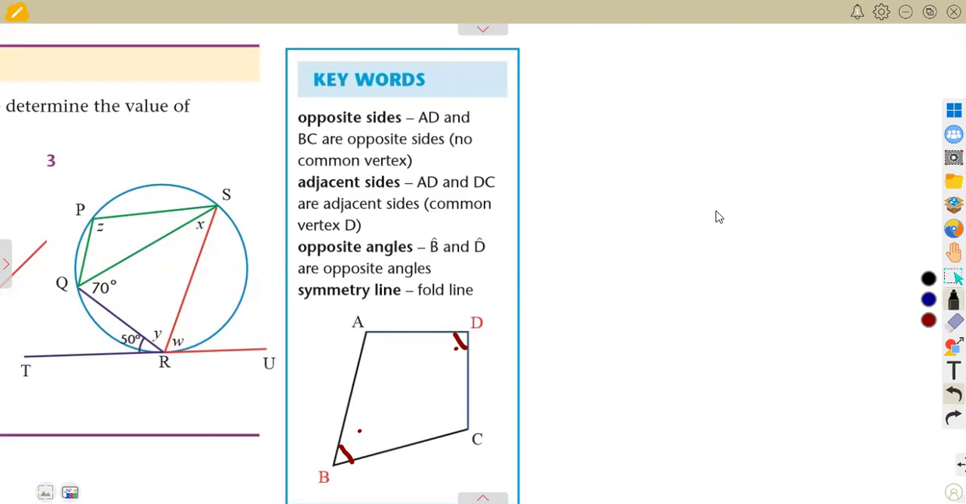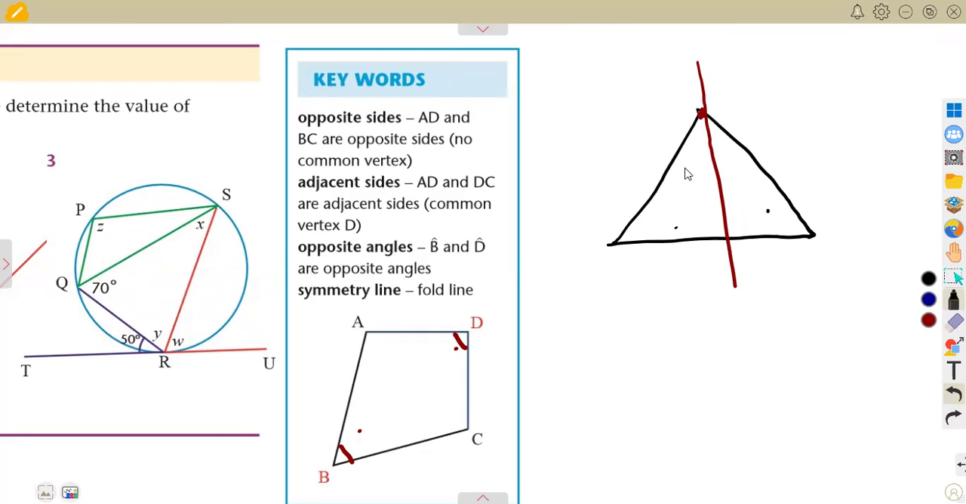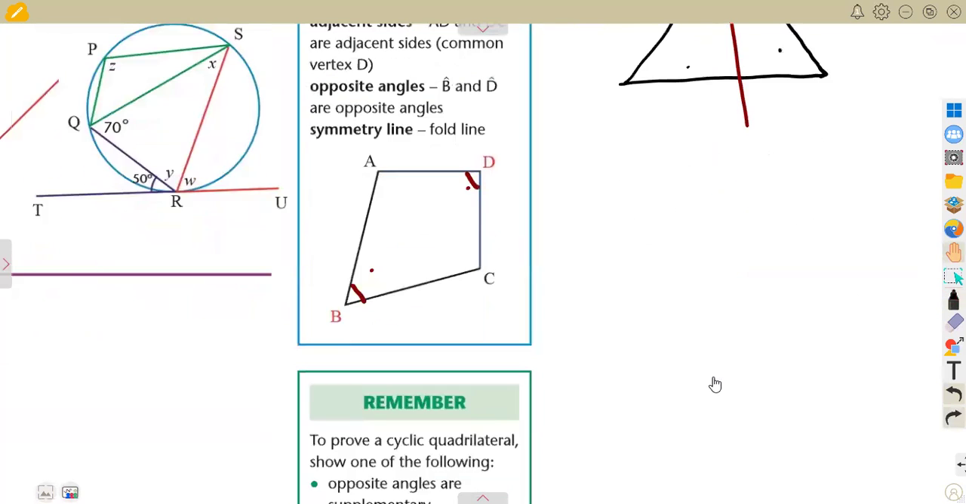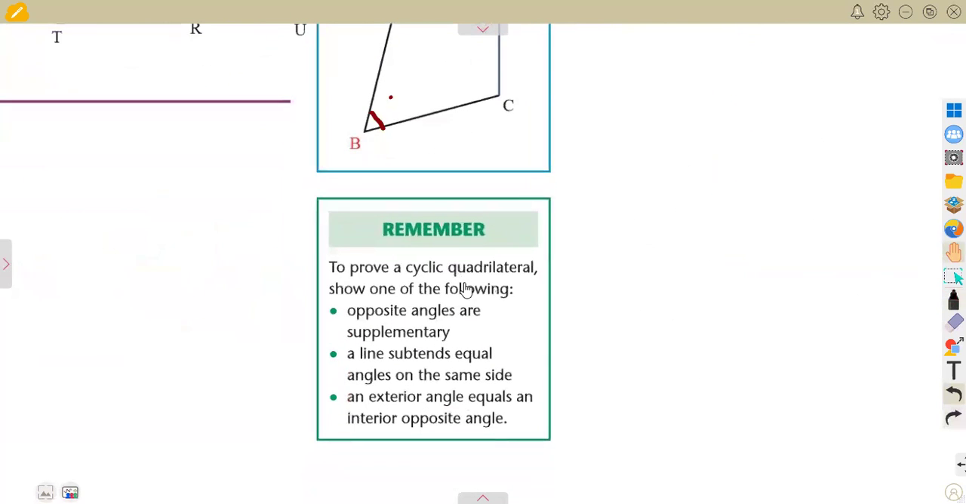So if you're given a symmetry line, it is a line that is going to divide whatever shape you're given. Let's say we are given triangle ABC like this, then this is the line of symmetry. The line of symmetry is going to divide your shape into two equal parts, meaning this triangle is a half, and this is another half. That is what you need to remember.